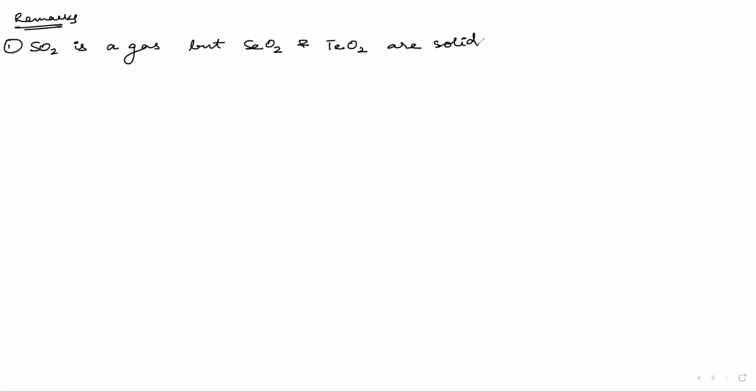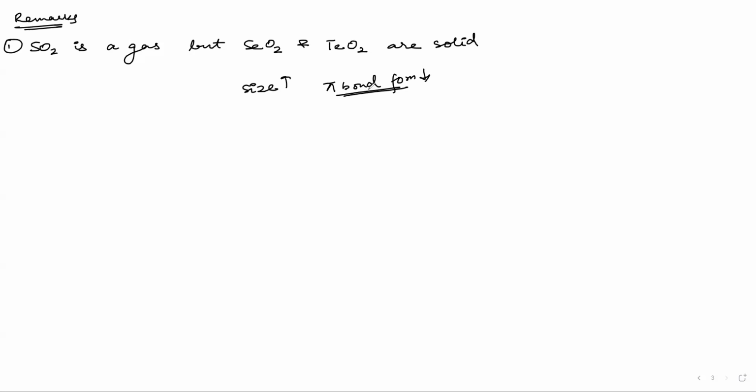Now write a few remarks regarding these oxides. Points that you have to remember. Number one point is SO2 is a gas, but SeO2 and TeO2 are solid. Why? Because see what happens as the size of atom increases. We have learned this in the 15 elements. As we increase the size, what happens? The pi bond formation, the capability to form pi bond, it decreases.